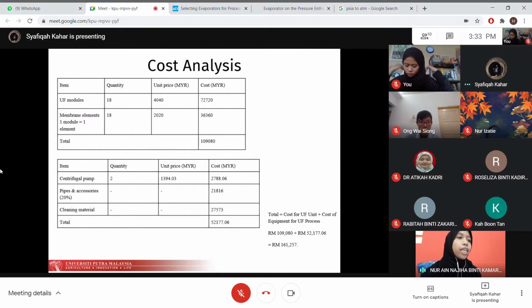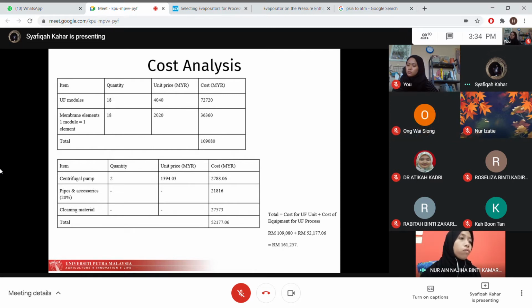Okay, next is the cost analysis. So there are two tables. The first table is the cost for ultrafiltration unit. The second table is cost of equipment for UF process. So first table, UF modules has 18 quantities because we have 18 modules, and the unit price is 4,040 ringgit, which total cost is equal to 72,720 ringgit. And then the membrane element is also 18, and the unit price is 2,020 ringgit, and the cost total is 36,360 ringgit.